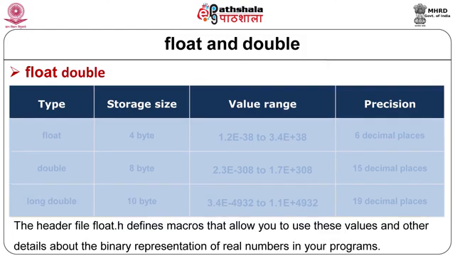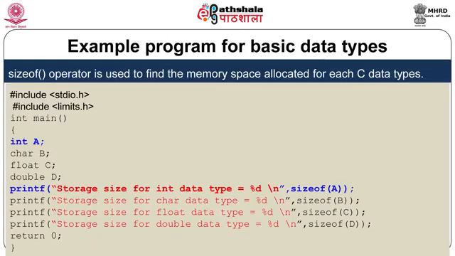For considering float and double data types, the header file float.h defines macros that allow you to use these values and other details about the binary representation of real numbers in your program. This is the example for demonstration of basic data types.